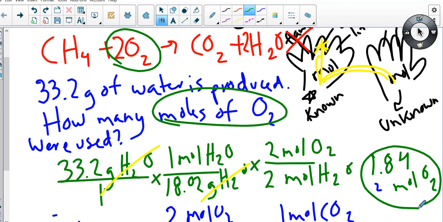Well, listen, we have to do one more step. We're not quite done. That was baby steps. Now we're going to have to go from grams to moles back to grams. So this is going to have one more fraction. It's the same thing, just a little bit more.